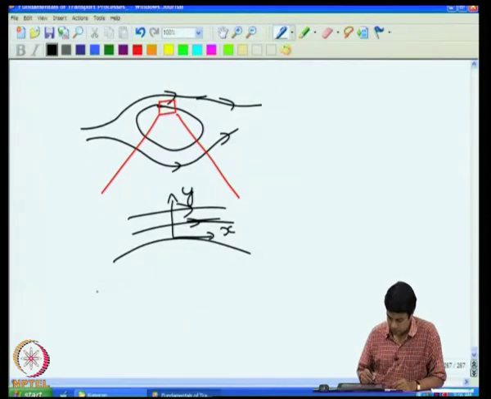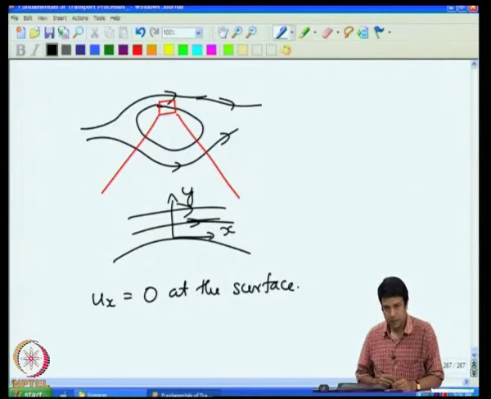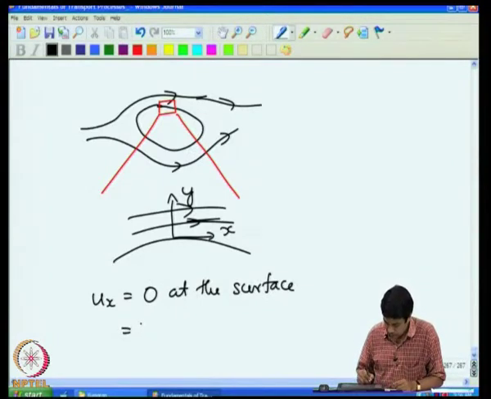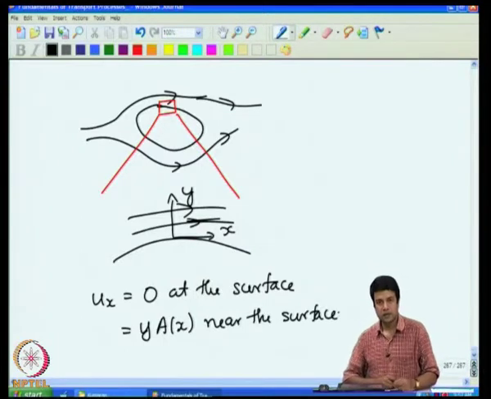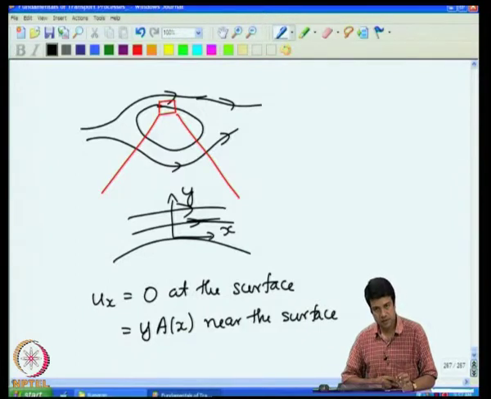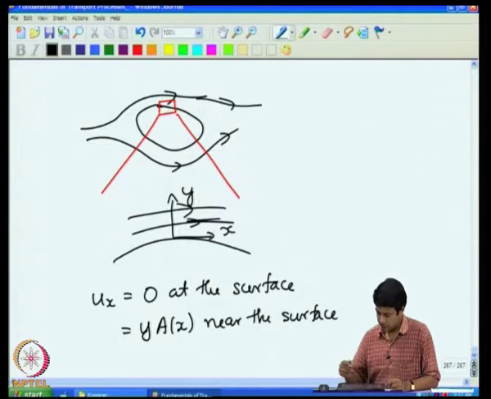The velocity field ux is equal to 0 at the surface. Therefore, this has got to be equal to y times some function of x near the surface. It has to increase linearly away from the surface, unless for some strange reason the strain rate is also 0 at the surface. So, if the strain rate is not 0 at the surface, then the velocity field at the surface has to decrease to 0. Therefore, it has to go as A of x times y as you go away from the surface, very near the surface.